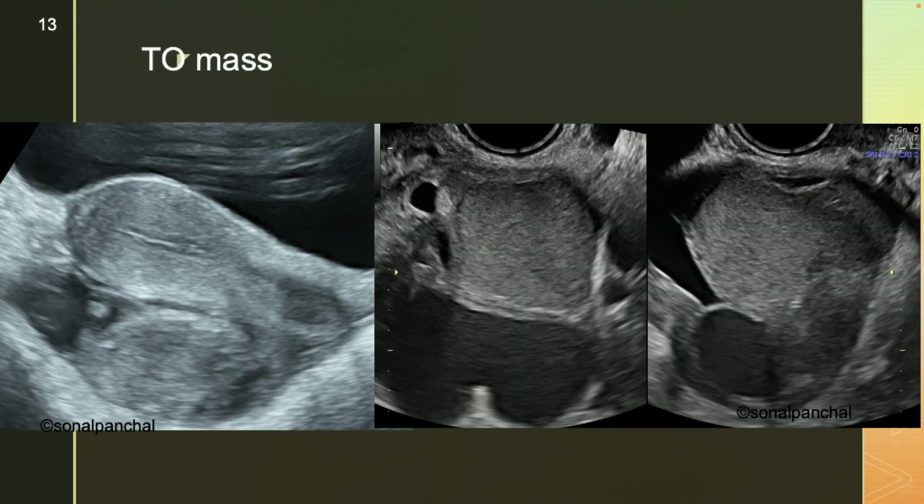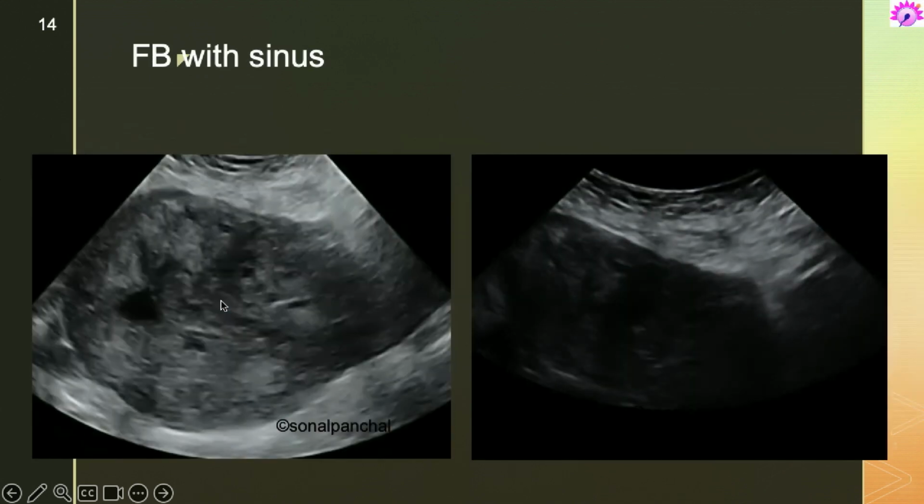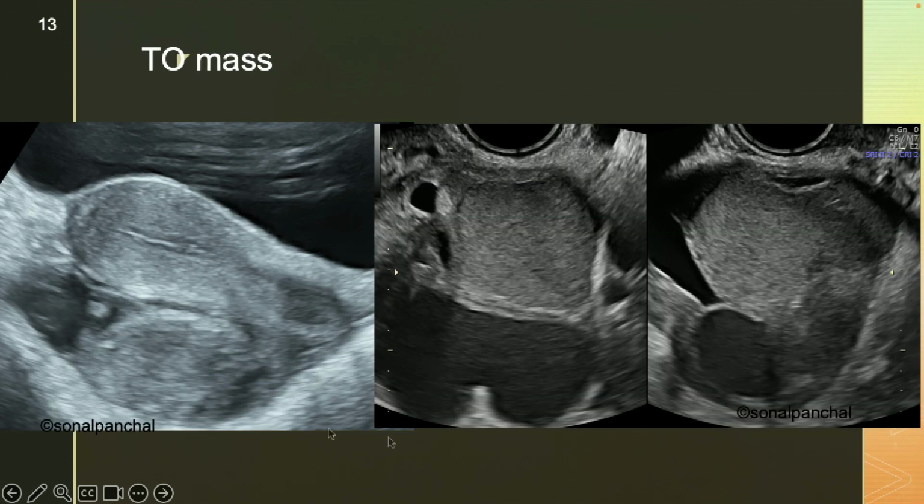Progressing beyond that may result in a TO mass, and that would be either in the form of hydrosalpinx with a waist sign or incomplete septum. You may also sometimes see a large mass where you cannot differentiate between the margins of the tube and the ovaries, but it appears like a complex mass. And these are all the signs of acute inflammation.